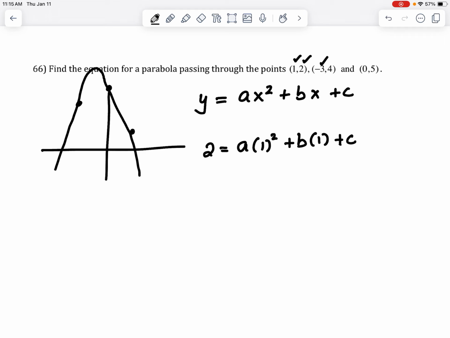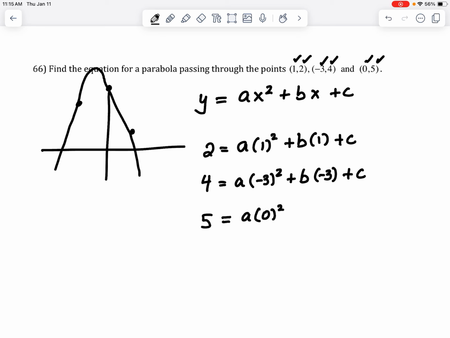And then go to the next one and plug in the x and the y. So y is a 4, and then a times negative 3 squared plus b times negative 3 plus c. And then go to the last point, and it's saying that y is a 5, and then plug in x is a 0. So right now I'm just plugging in the numbers and not simplifying at all. Now I'm ready to simplify.